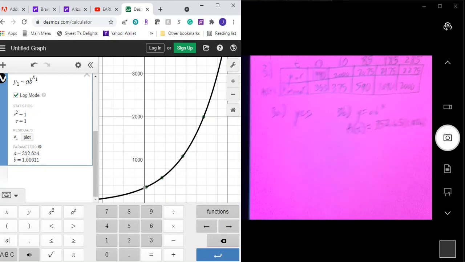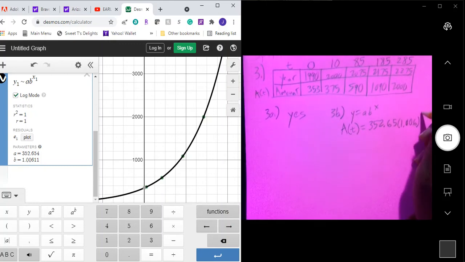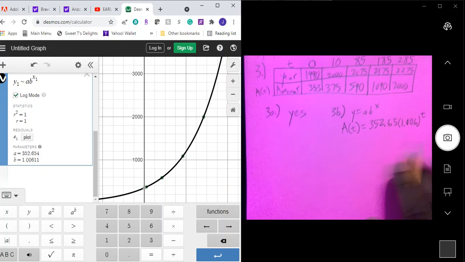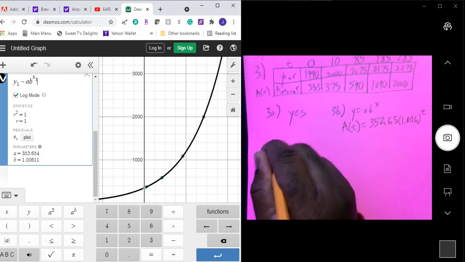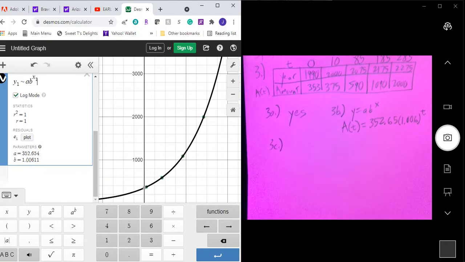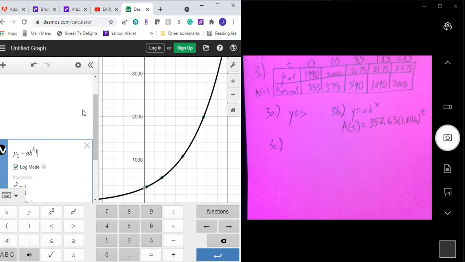And then remember, our x is actually t. So this right here would be our equation. Now we go here to C. It says use the model in part B to determine in what year the 1990 carbon dioxide level is expected to double. So they want to know what year this is going to double.